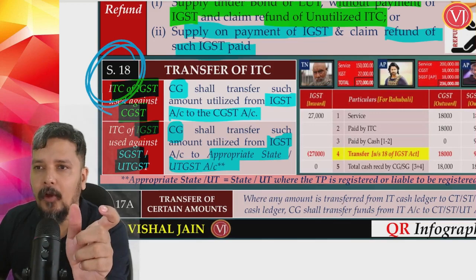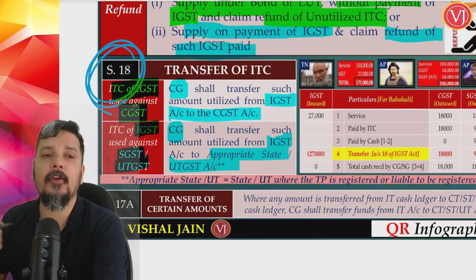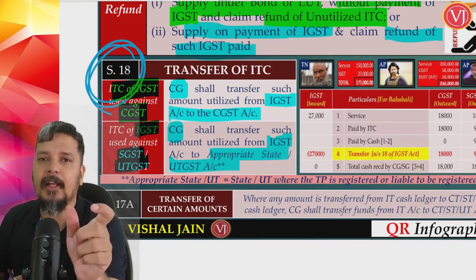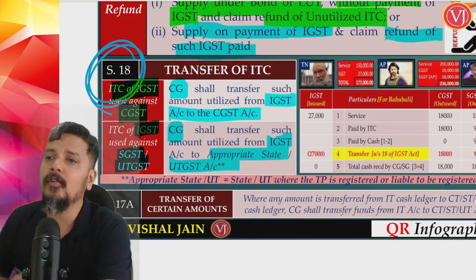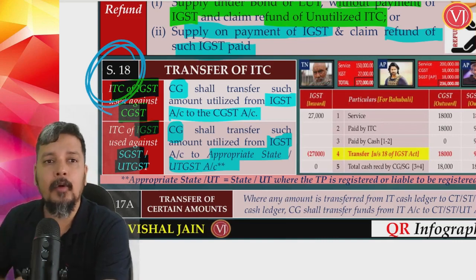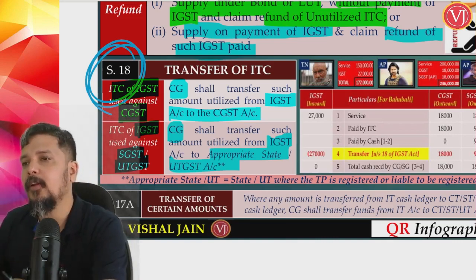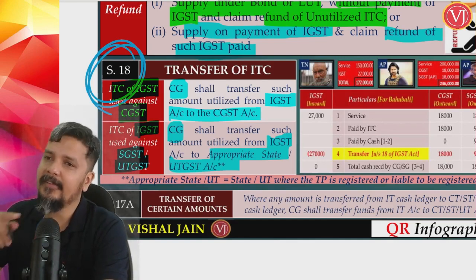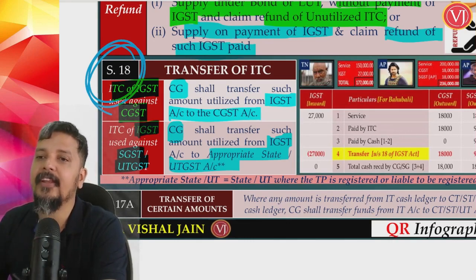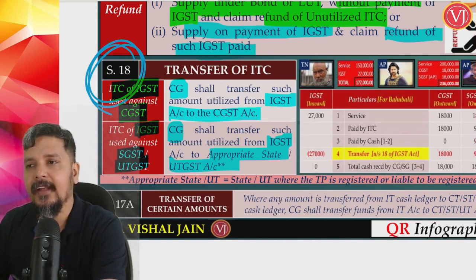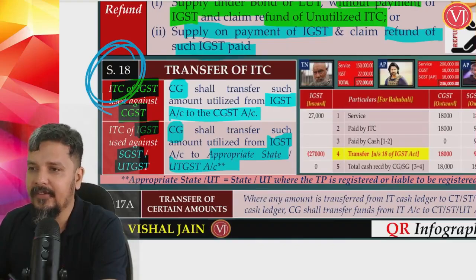When IGST input is used for SGST or UTGST output, central government now will transfer that amount from IGST pocket and give it to the state government or the union territory. It is not just doing the book entry; now it has to give it to the state government or the union territory. Now understand there's one more possibility: SGST credit used for IGST output. What will happen when SGST credit is used for IGST output? State government has to transfer that amount to central government. So when SGST credit is used for IGST output, state government will transfer to central government.